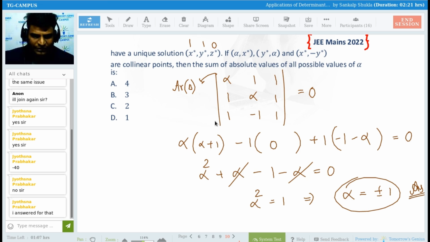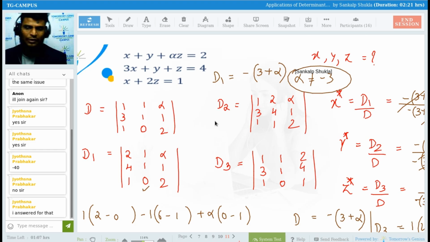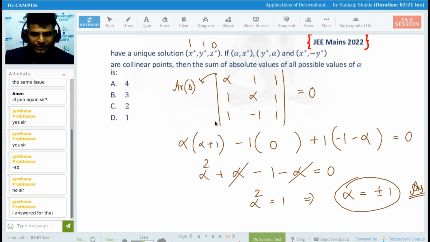Also, what we have discussed here is, see, D1 was minus of alpha 3 plus alpha, right? So we can also say that alpha is not equal to minus 3. Because if alpha is equal to minus 3, then D1 will be 0. And if D1 will be 0, that means D1, D2 all are 0. So the system will become infinite solution. That is not mentioned, right? Because we have a unique solution. So this brings me to say that alpha is equal to 1. So this is the answer.